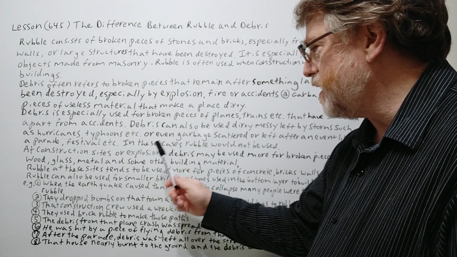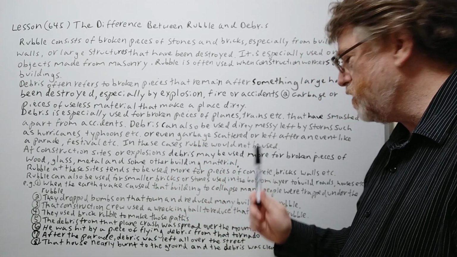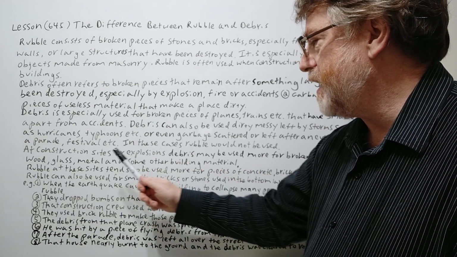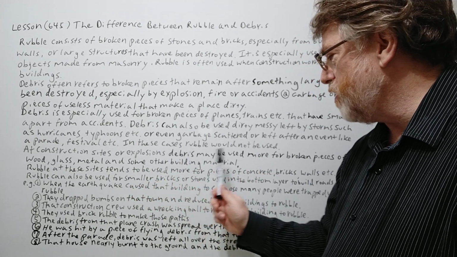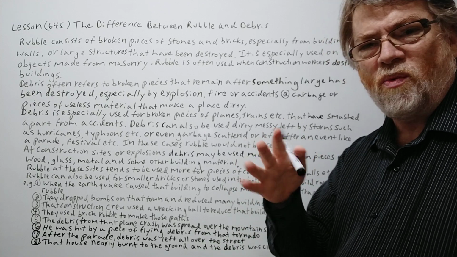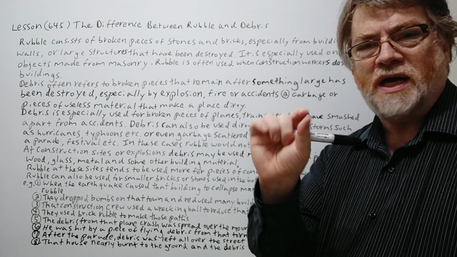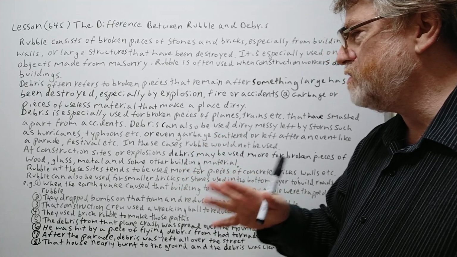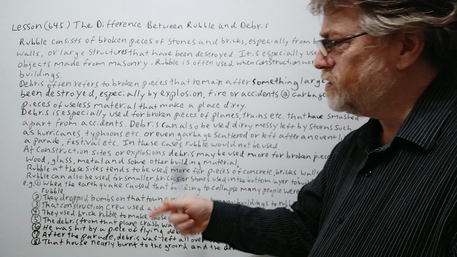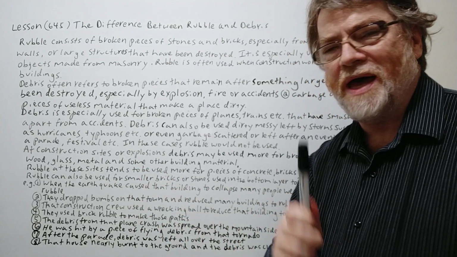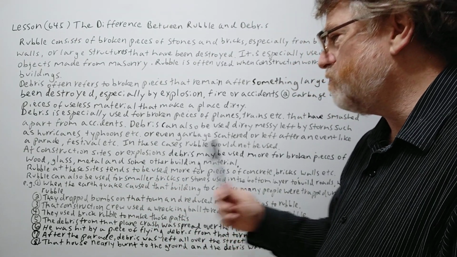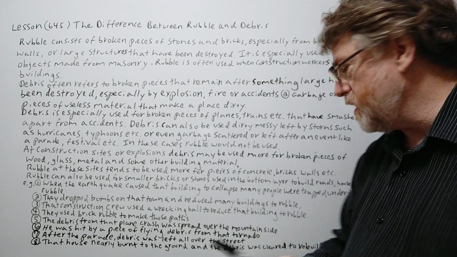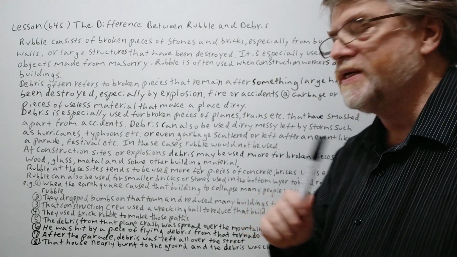At construction sites or explosions, debris may be used more for broken pieces of wood, glass, metal, and some other building material. So this is the one area, especially construction sites, where there could be a little bit of a crossover. But again, we tend to use debris more for the pieces of wood, glass, and metal, things like that. Rubble at these sites tends to be used more for the pieces of concrete, bricks, walls, etc.